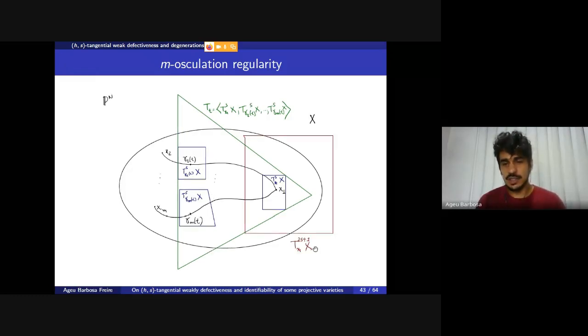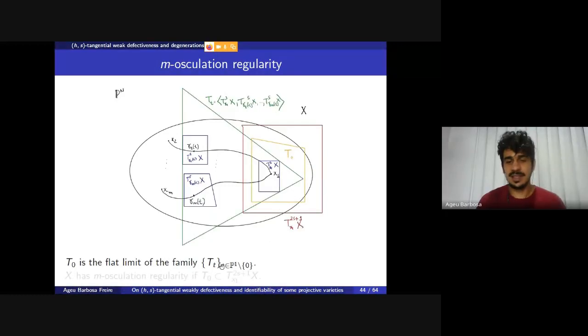Moreover, we consider the 2s plus 1 osculating space of X at the point x1. As I told you, when we take t in P1 minus 0, we get a family of linear subspaces here. If we take T0 to be the flat limit of this family, we will say that the variety X has m oscillation regularity if this flat limit T0 is inside this higher order osculating space, which I draw in red.